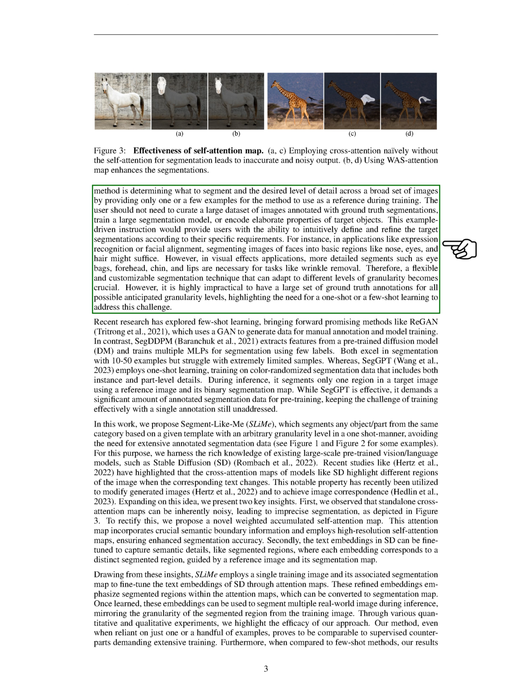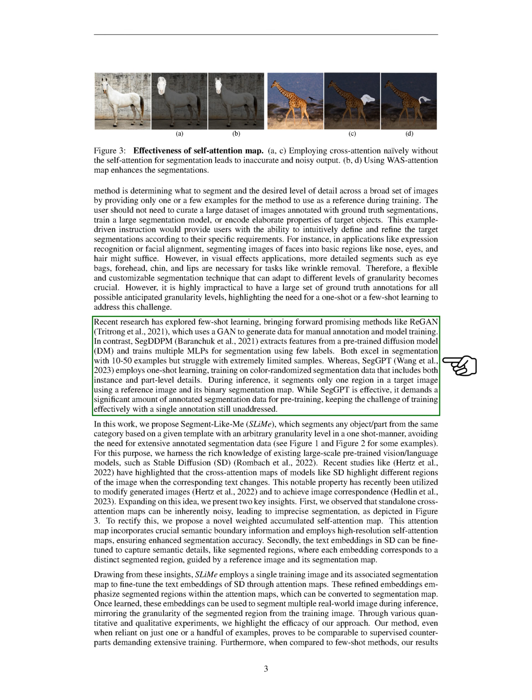For example, if you're working on expression recognition or facial alignment, you might only need to segment images of faces into basic regions like the nose, eyes, and hair. But if you're working on visual effects, you'd need more detailed segments like eye bags, forehead, chin, and lips for tasks like wrinkle removal. This is why we need a flexible and customizable segmentation technique that can adapt to different levels of detail. But it's not practical to have a large set of ground truth annotations for all possible levels of detail, which is why one-shot or few-shot learning is so important.